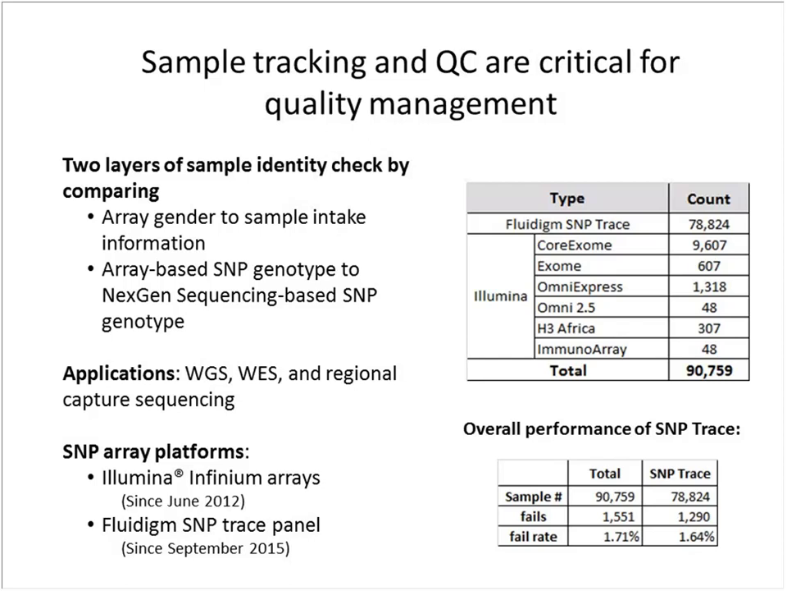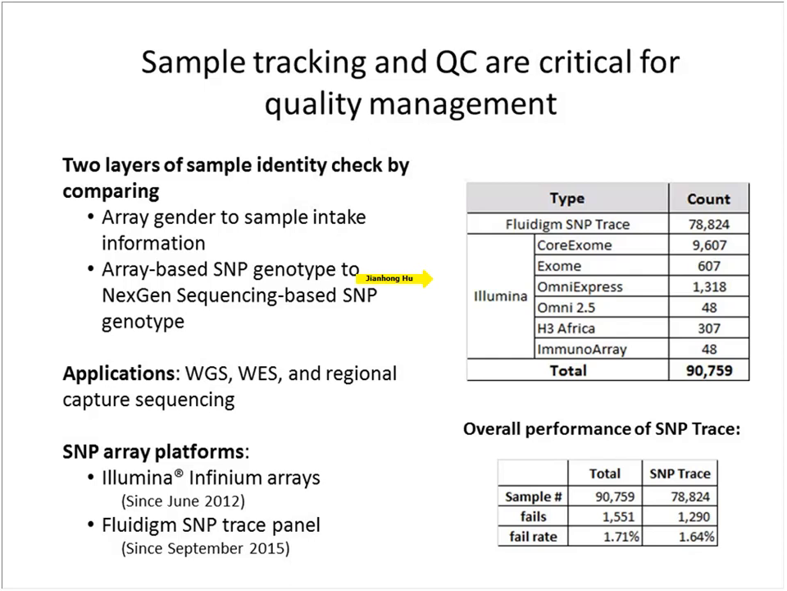We have different types of array platforms, Illumina array with multiple chips, and also Fluidigm SNP Trace. Fluidigm SNP Trace was implemented in 2015. It is mainly used for QC purposes. And the Illumina array, we also use it for the variant analysis and the copy number variation analysis.